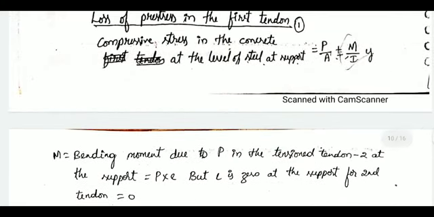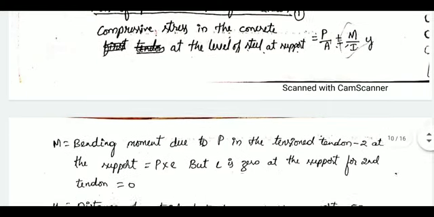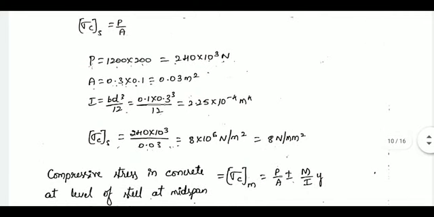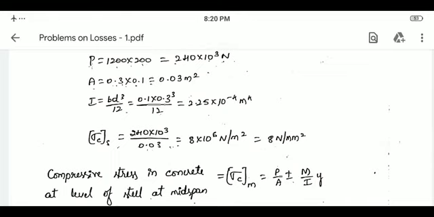See here, M is P into e. So for that e, eccentricity we need to consider for second cable, as we are tensioning the second cable, and y value, we are calculating the loss of prestress in first cable. So at support for first cable we have eccentricity of 50 mm above the centroidal axis, that we need to consider here, 0.05 meters. It is very important. As the eccentricity is 0 at the support for second cable, there is no P into e by I into y term, so we neglect it. We have only P by A.